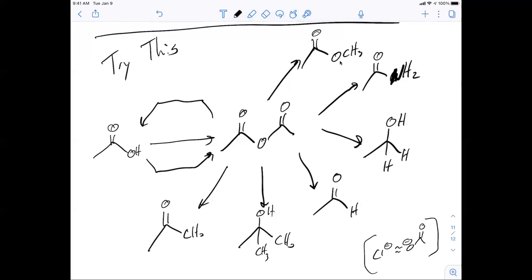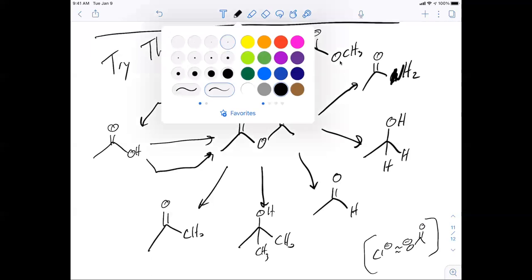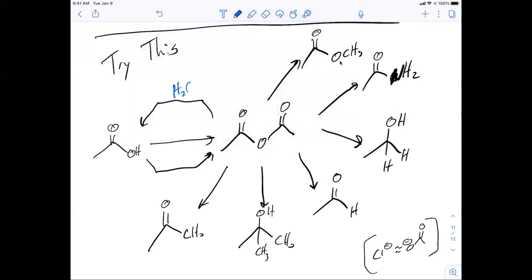So if you go under the assumption, which isn't a correct assumption, that the chloride and the hydroxide are both great leaving groups, chloride being slightly better than that and the acetate, right? Then what are the reagents here? Do I need anything special to go from the anhydride to the acid? I just need to add what? Water.